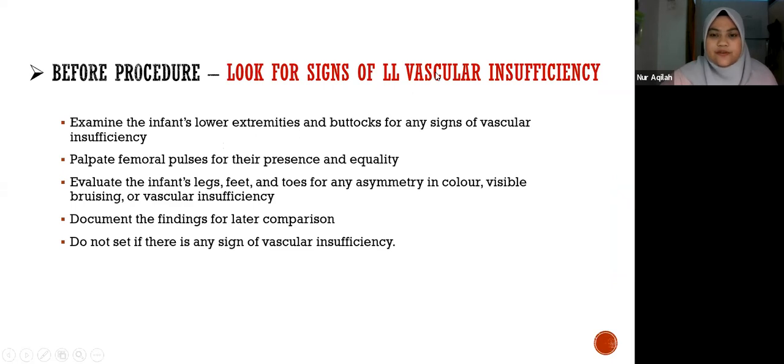Before the procedure, as I have mentioned earlier, one of the significant complications is lower limb vascular insufficiency, secondary to vascular spasm or thromboembolism. So before the procedure, we have to examine the infant's lower extremities and also buttocks for any signs of vascular insufficiency. We palpate the femoral pulse for presence and equality, and evaluate the infant's legs, feet, and toes for any asymmetry in color, visible bruising, or signs of vascular insufficiency, for example pale or cold extremities. I'll also check the capillary refill time, and then document the findings for later comparison post-procedure. If there is any sign of vascular insufficiency, we should not insert the umbilical artery catheter.